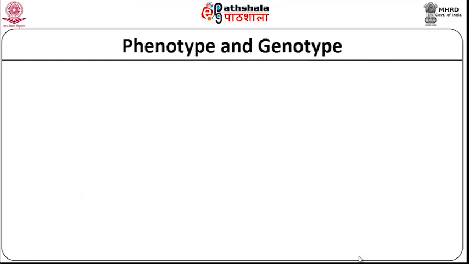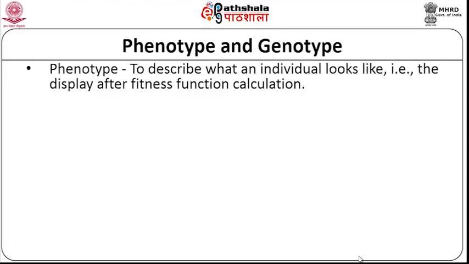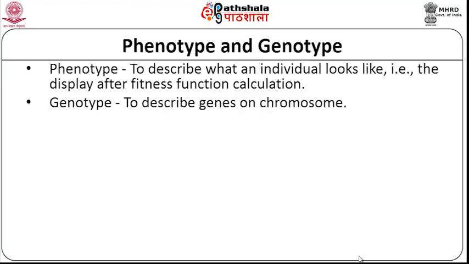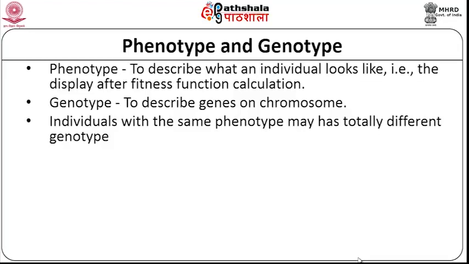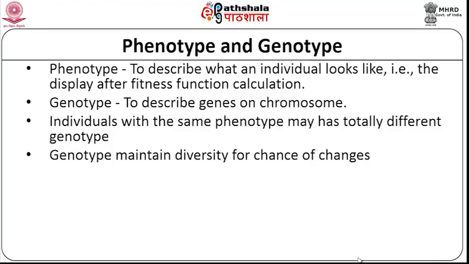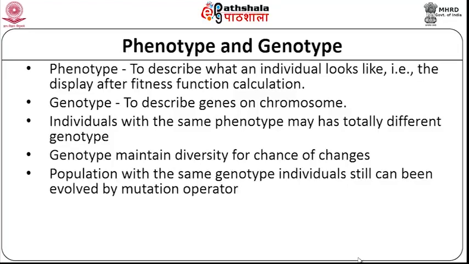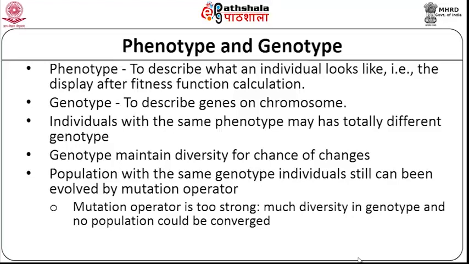Now, let us talk about phenotype and genotype. Phenotype describes what an individual looks like, the display after fitness function calculation. Okay. Genotype describes the genes on a chromosome. Individuals with the same phenotype may have totally different genotypes. So, that is possible. Genotype maintains diversity for chance of changes. A population with the same genotype individuals can still be evolved by mutation. So, it is not that if different populations have the same genotype individuals, you will come up with the same final solution, because of the mutation operator. The mutation can be done differently. If the mutation operator is too strong, there is too much diversity in genotype and no population could be converged.